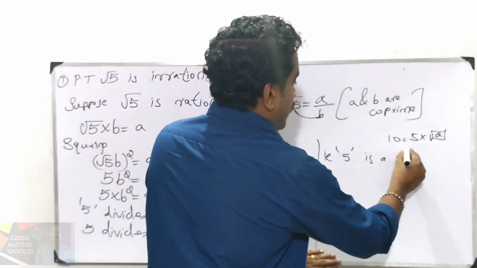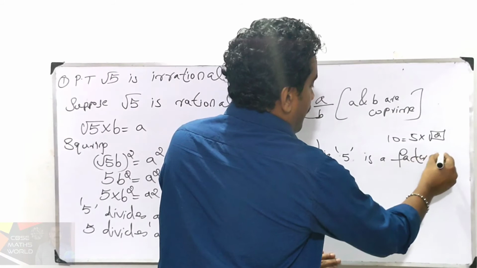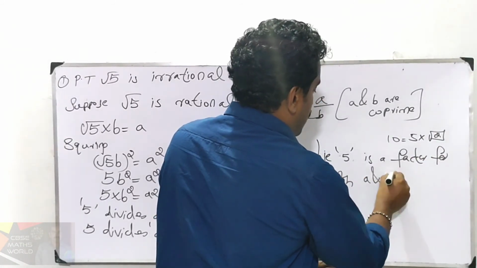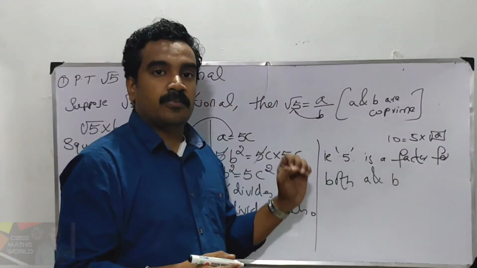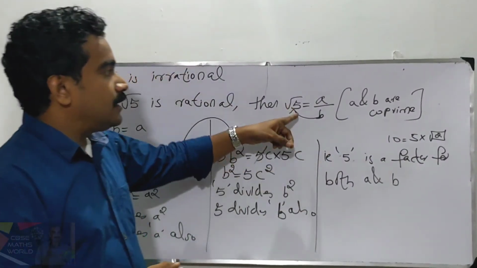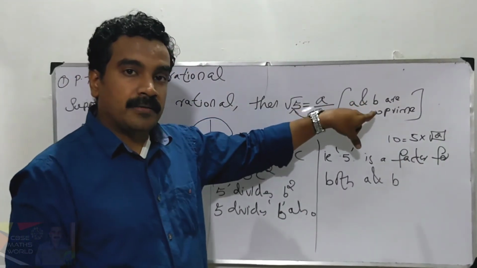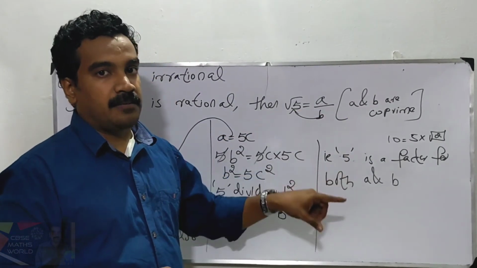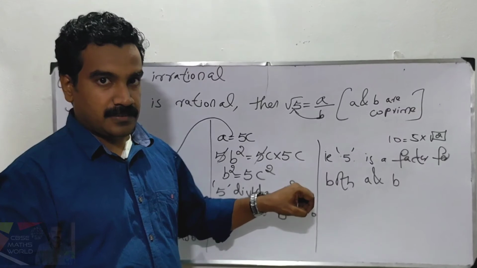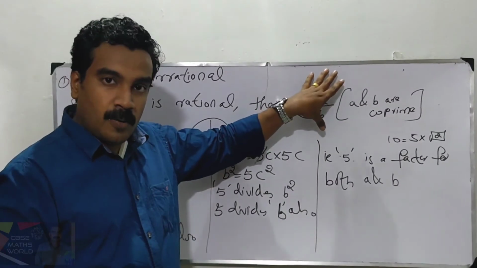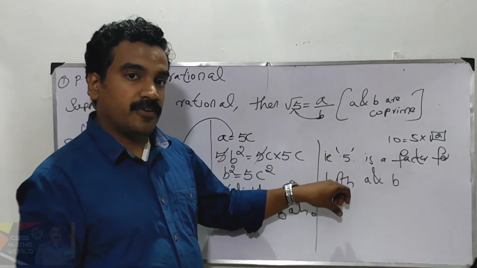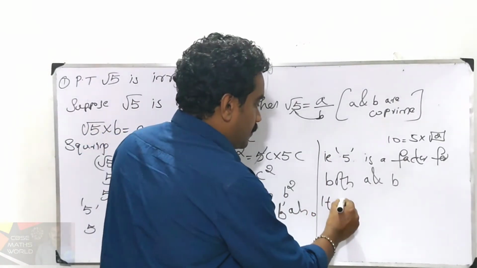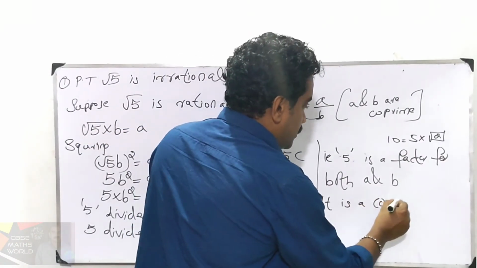That is, 5 is a factor for both a and b. But in the beginning we are saying that a and b are co-prime, that is, nothing common. But what we got here, 5 is common for a and b. It's actually a contradiction. Here we are saying that nothing common, but here we got common. So it is a contradiction.